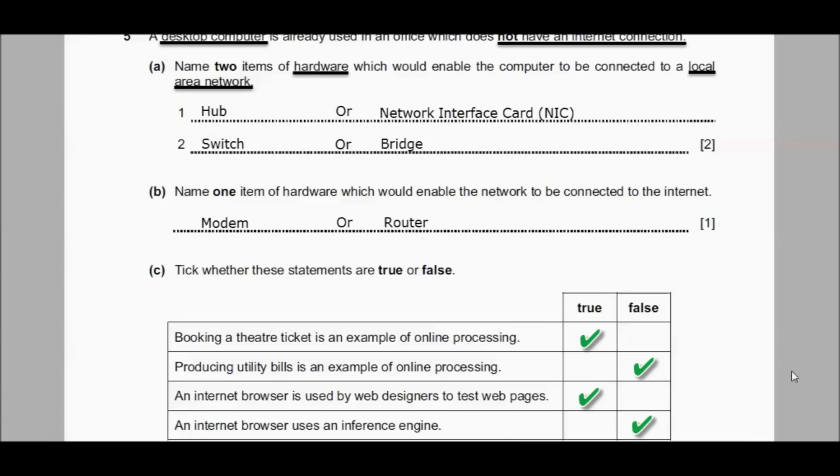Producing utility bills is an example of online processing. That's not the case, because the utility bill is usually produced once a month, and it's produced as a batch, and they're all printed at the same time for all the customers. So part 3, an internet browser is used by web designers to test web pages. That's true. It's quite an obvious answer. An internet browser uses an inference engine. That's false. An inference engine is used by an expert system to make decisions. So an internet browser doesn't need to make decisions, or isn't rule based like an expert system.